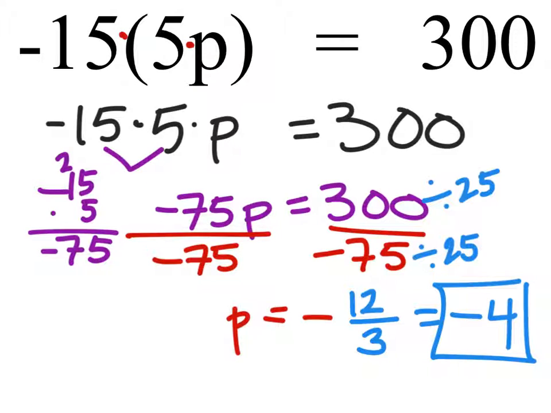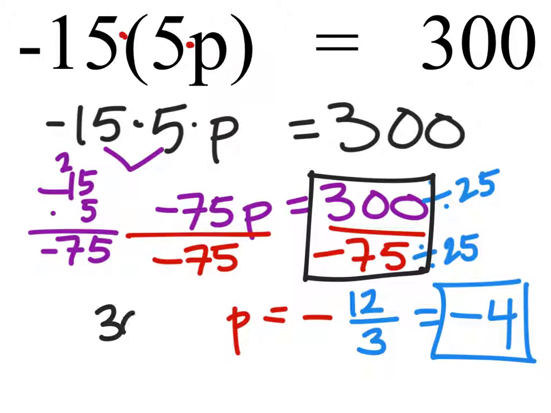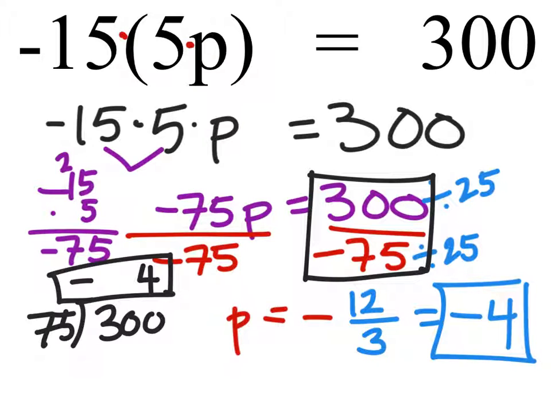Now, some of you may not have done it that way, and that's all right too. Once you get to this point, some of you may have just done 300 divided by 75, knowing that the answer is negative. And if you did that, you would have gotten 4 anyway. So if you did it that way, that's fine, as long as your answer is negative 4 and you show your work.